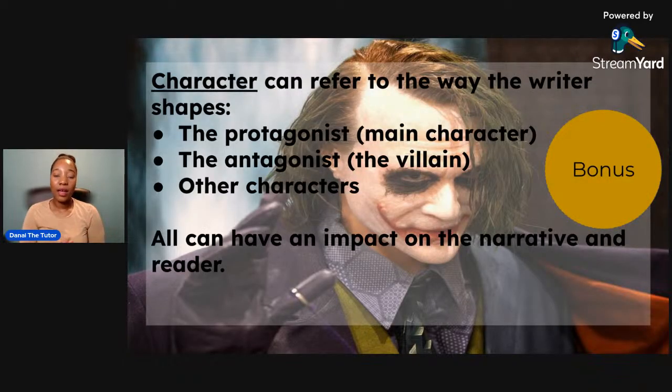The second thing, and like I said, this is a bonus thing, it's not in the mark scheme, but it's certainly something that you would be rewarded for analyzing, because you're not just limited to those things. Character.